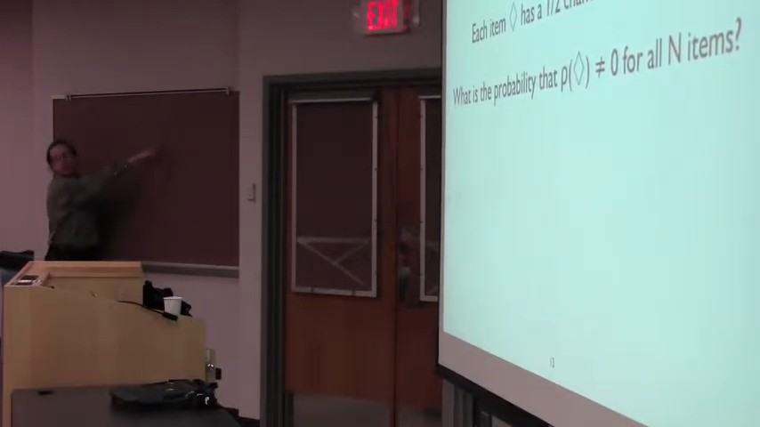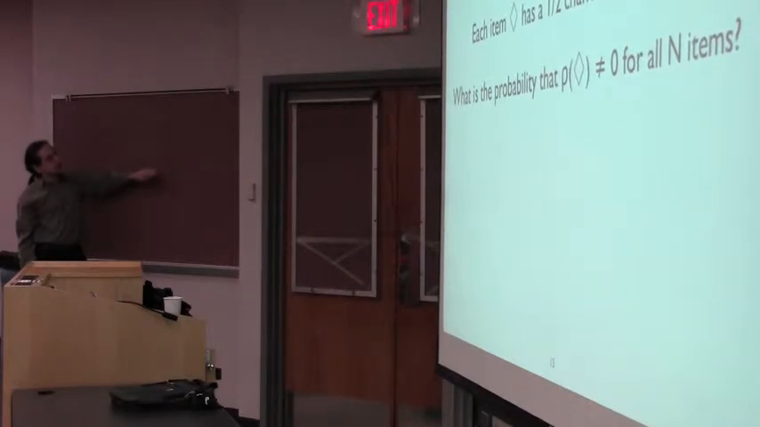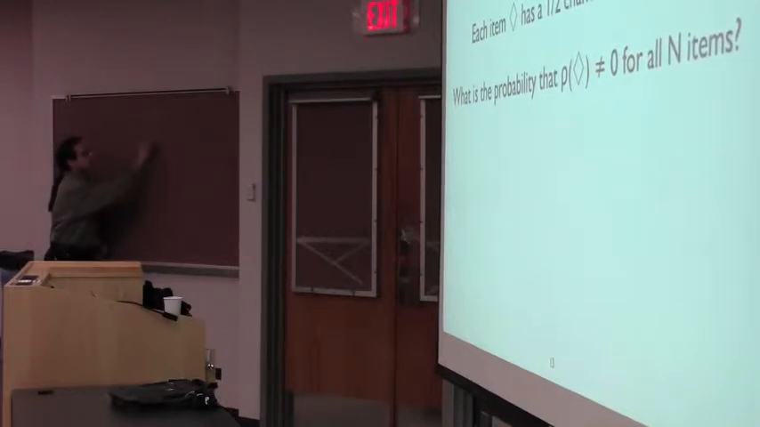Now, each of these has only one thing set. So the only situation where all of these will be zeros: there's a 1 in 2 chance that this will be a 0, 1 in 2 chance that this will be a 0. So basically for n objects, this has a 1 over 2 to the n chance of being a 0. Or more likely, it has a 1 minus 1 over 2 to the n chance of being a 1, which is much more likely.